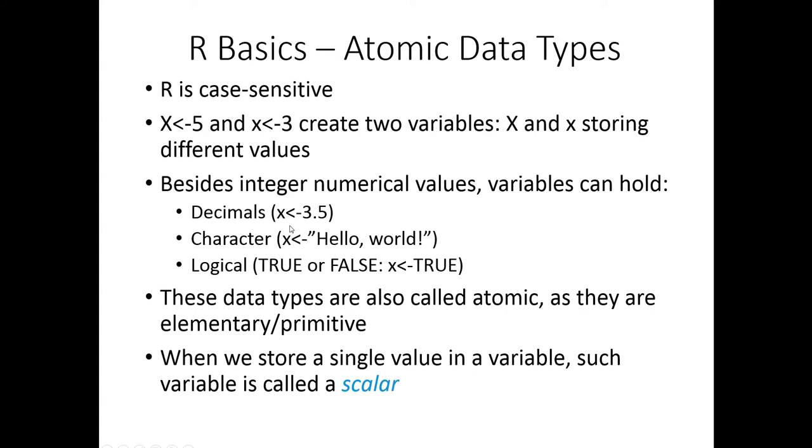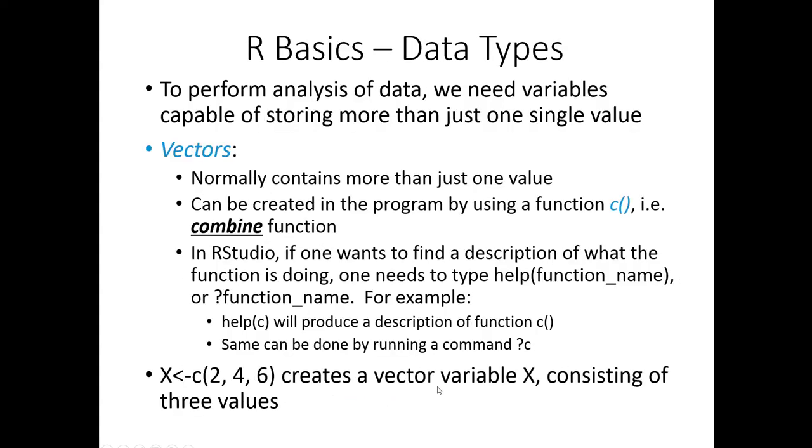So if we assign a variable a single value such as 3.5, the single phrase "hello world", or a single false or true, that is called a scalar. We also discussed that an extension of the scalar is called a vector. You have a vector variable when you have a single variable such as x, and that variable points not to a single value but to a collection of values. For example, in this case, x points to the collection 2, 4, and 6.